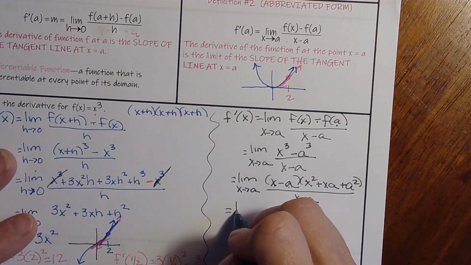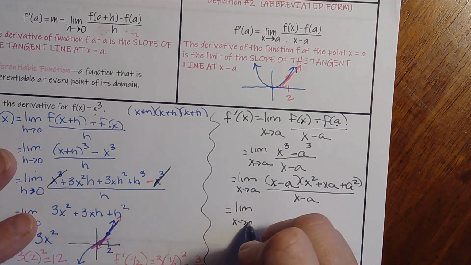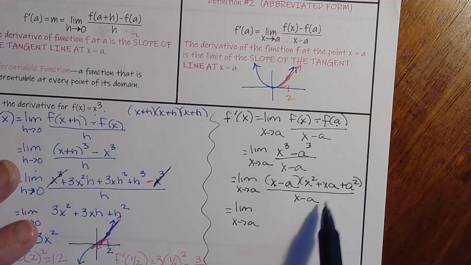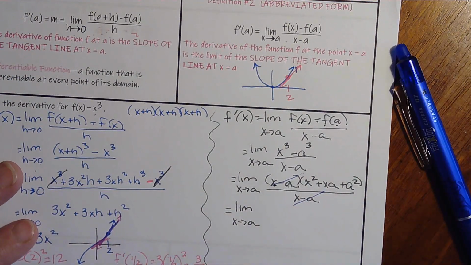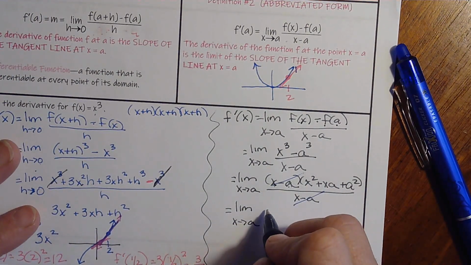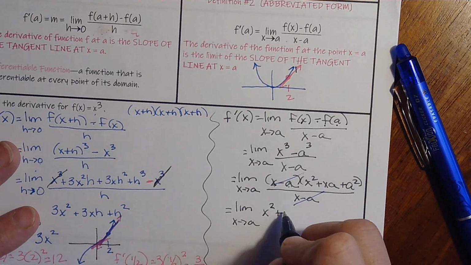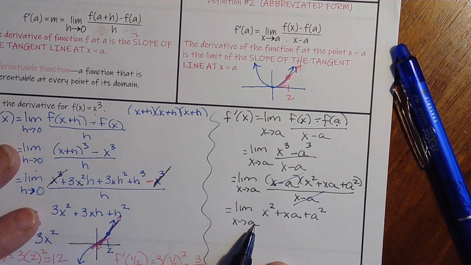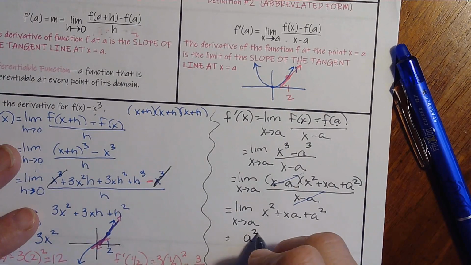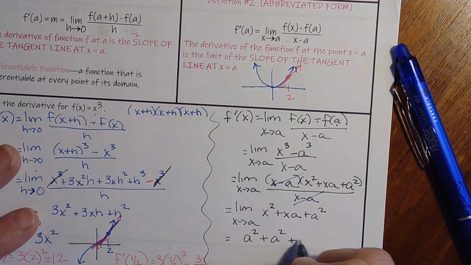And so I have the limit as x approaches a of, now when you look at what we have there, hopefully you recognize that our x minus a's will cancel. Now I have x squared plus xa plus a squared. When I substitute a for x here and here, I end up with a squared plus a squared plus a squared, which ends up being 3a squared.